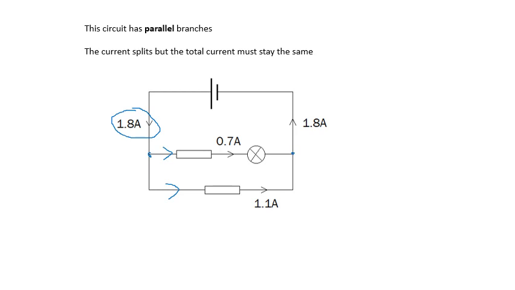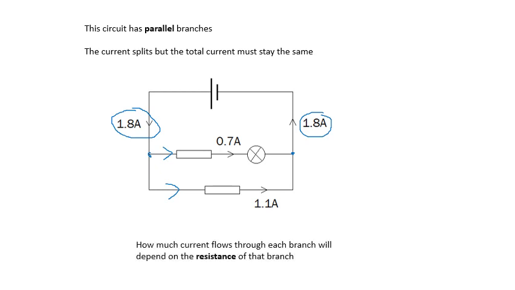The total current has to stay the same. So the total current is 1.8. Here, 0.7 plus 1.1, the total current has to stay the same. Okay, now how much current flows through each branch? Here we've got 1.1 amps, here we have 0.7 amps, and that is to do with the resistance of that branch, and we're going to talk a lot about resistance in another video.